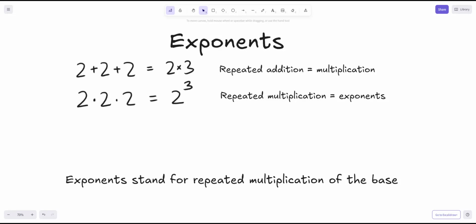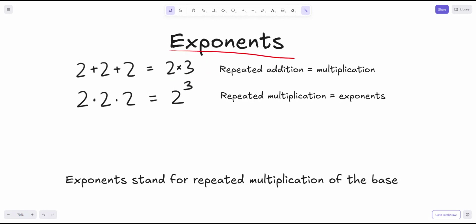This video goes over exponents. Before we start with exponents, let's talk about multiplication and addition. If we were to add the same number over and over again, for example, 2 plus 2 plus 2, repeated addition, we learned in elementary school that that's a shortcut version of writing that as multiplication, right? 2 plus 2 plus 2 is the same as 2 times 3.